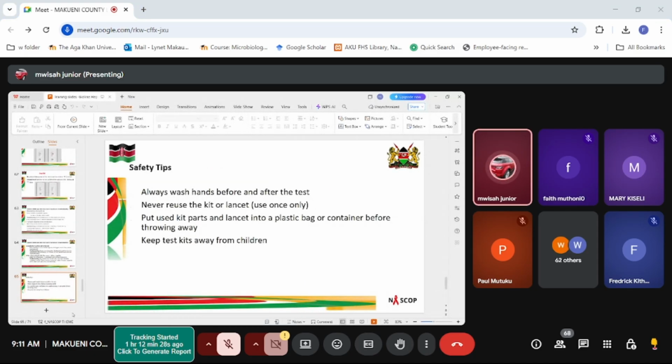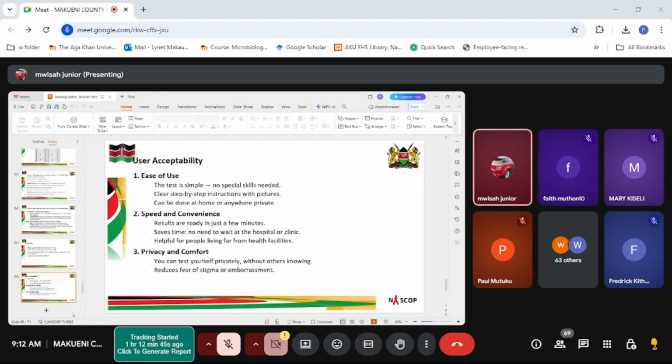Safety tips: always wash hands before and after the test and never reuse the kit or lancet. Use once only. Put used kit parts and lancets into a plastic bag or container before throwing away, and you keep test kits away from children.